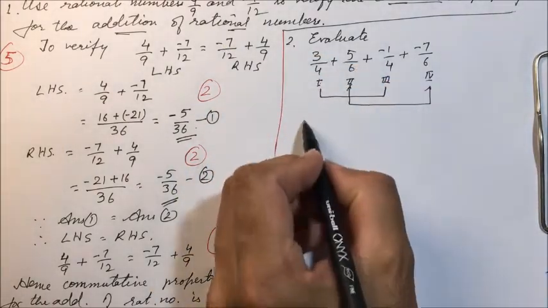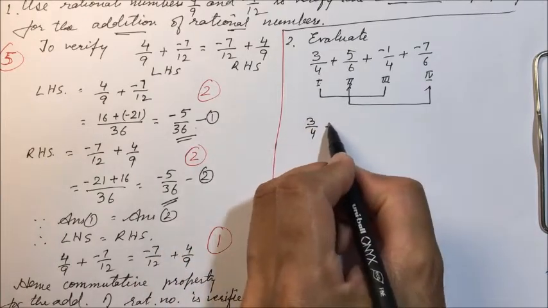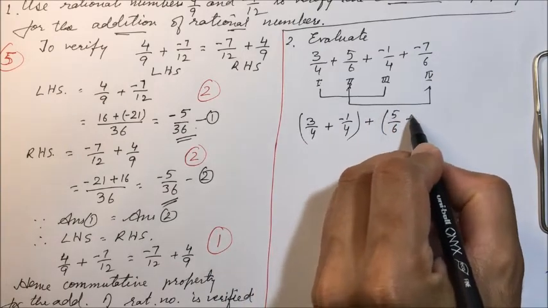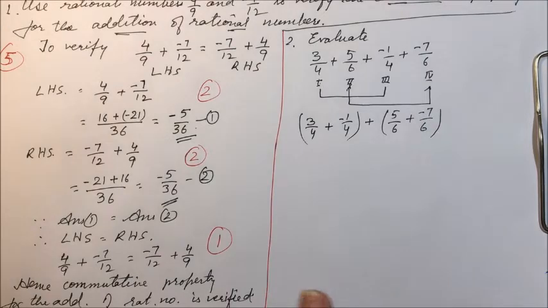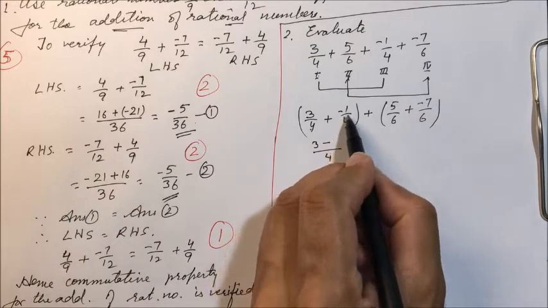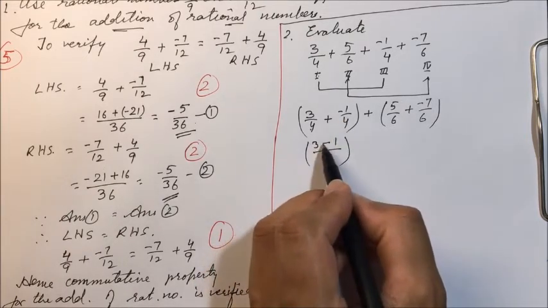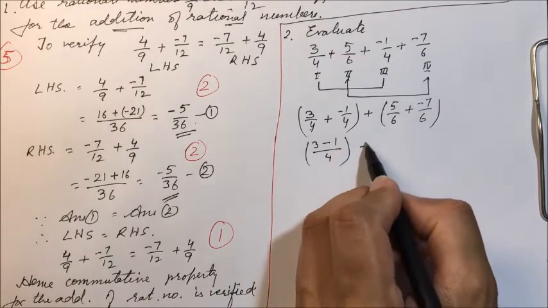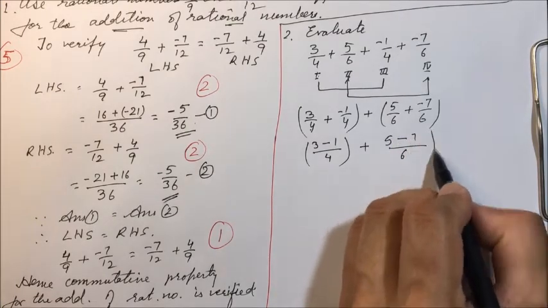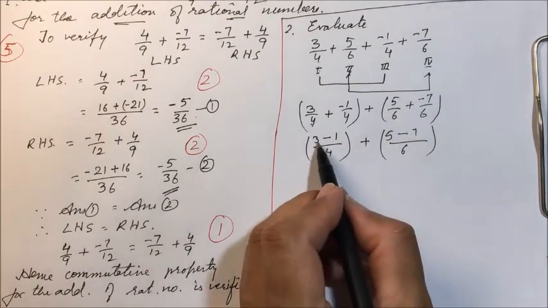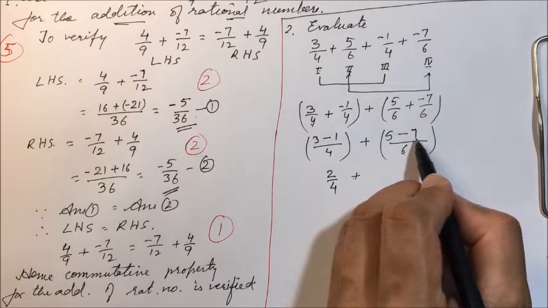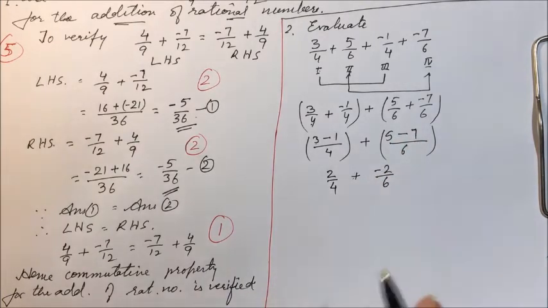So first and third we will write 3 upon 4 plus minus 1 upon 4. In bracket we will put plus sign, 5 upon 6 plus minus 7 upon 6. Now same denominator, so 4. 3 plus minus 1, we can write 3 minus 1, plus 5, LCM is 6, same, 5 minus 7. Now solve them. It will be 2 upon 4 plus 5 minus 7, it will be minus 2 upon 6.